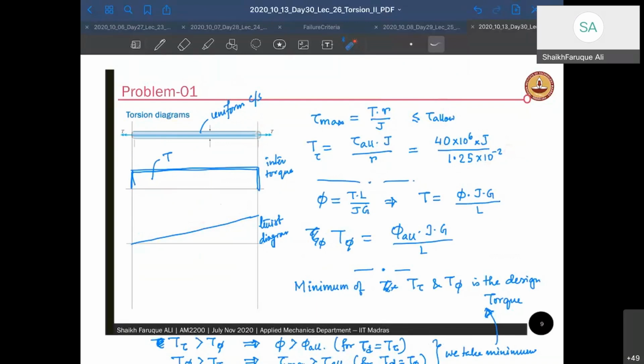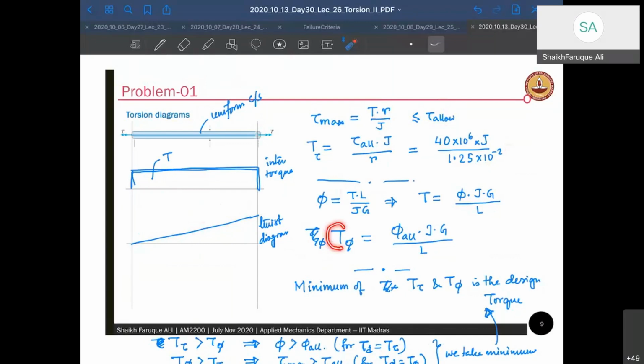Similarly, phi at one end is going to be TL by GJ. I don't know what T to use here, because T is unknown to me. I have to find that T. So I'll rearrange it: T equals phi GJ by L. Now the maximum value of phi is known to me. It's 2.5 degrees, so convert it into radians and put that value here. Once you do that, you get the maximum T.